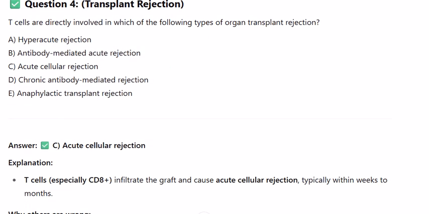Question 4. Transplant rejection. T cells are directly involved in which of the following types of organ transplant rejection? A, hyperacute rejection. B, antibody-mediated acute rejection. C, acute cellular rejection. D, chronic antibody-mediated rejection. E, anaphylactic transplant rejection. Answer: acute cellular rejection.